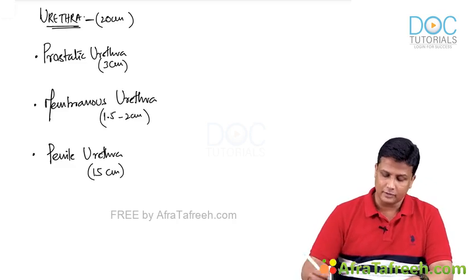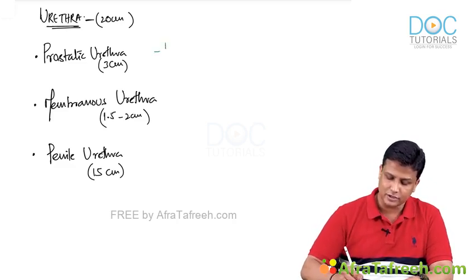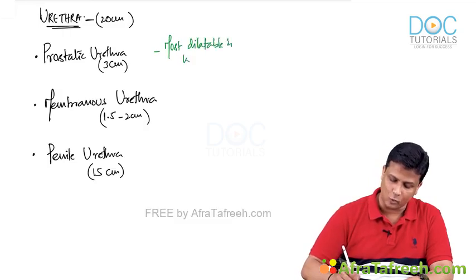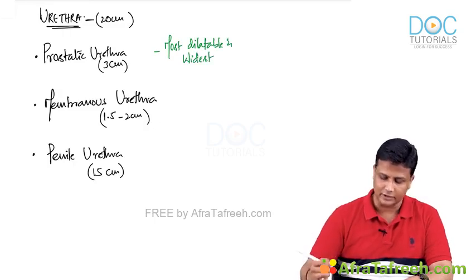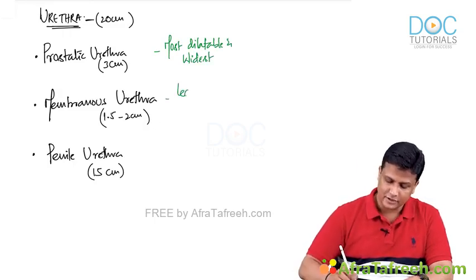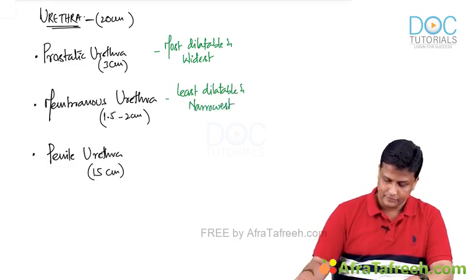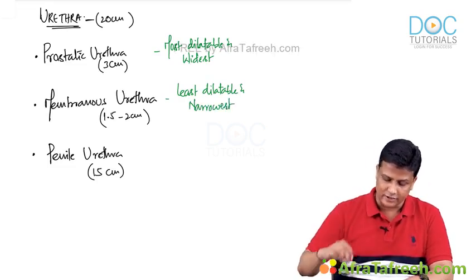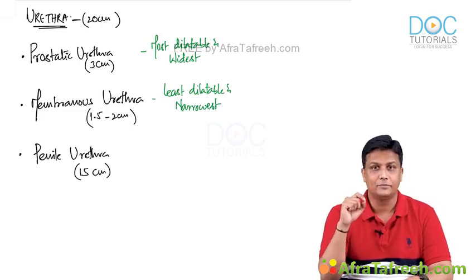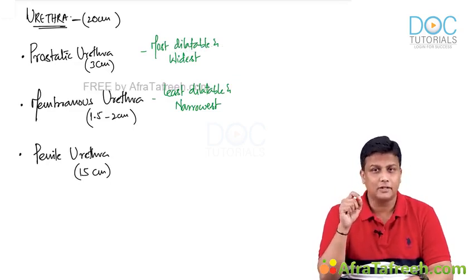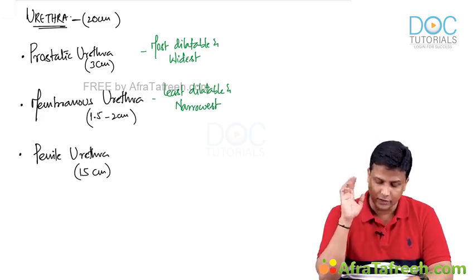Now out of these three, remember prostatic urethra is the most dilatable. It is the most dilatable and widest of all the three parts of the urethra. Whereas membranous urethra is the one which is least dilatable and the narrowest. So out of all the three parts of the urethra, that is prostatic urethra, membranous urethra and penile urethra, prostatic urethra is the one which is most dilatable and the widest. Membranous urethra is the one which is least dilatable and the narrowest. Perfect. That is one important point that you have to remember.